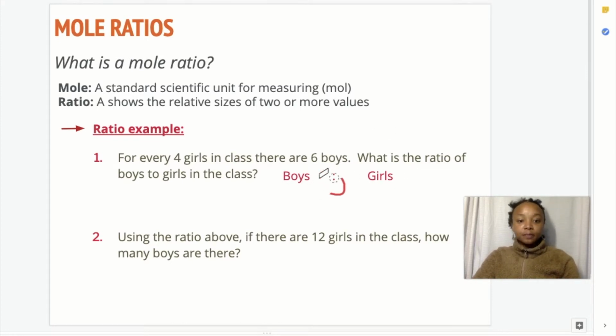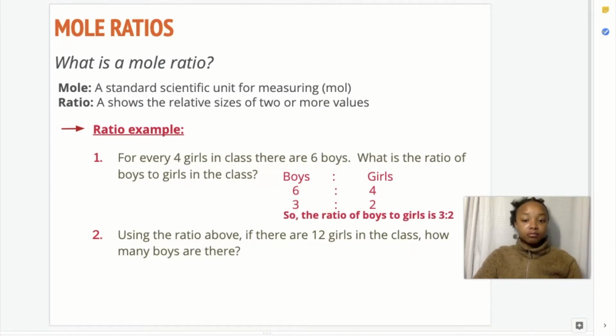So next, all we need to do is fill in our numbers. So it said we have 6 boys and 4 girls. So this is technically the ratio. The ratio is 6 to 4, boys to girls. But we can simplify this. How could we simplify this? Like reduce this ratio. Right, we could divide both by 2, giving us 3 to 2. So the final answer is the ratio of boys to girls is 3 to 2.